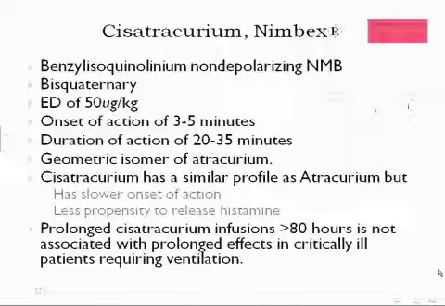It's very similar to atracurium, but it has some differences. There's less propensity to release histamine with this drug, which is why it was being sold. It has a slower onset of action, which is a downside, but prolonged cisatracurium infusions are not associated with prolonged effects, so that's kind of nice. So cisatracurium has its usefulness.